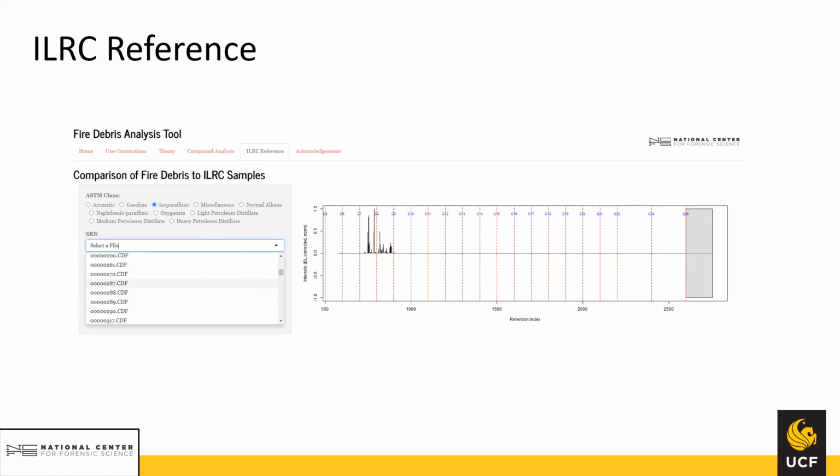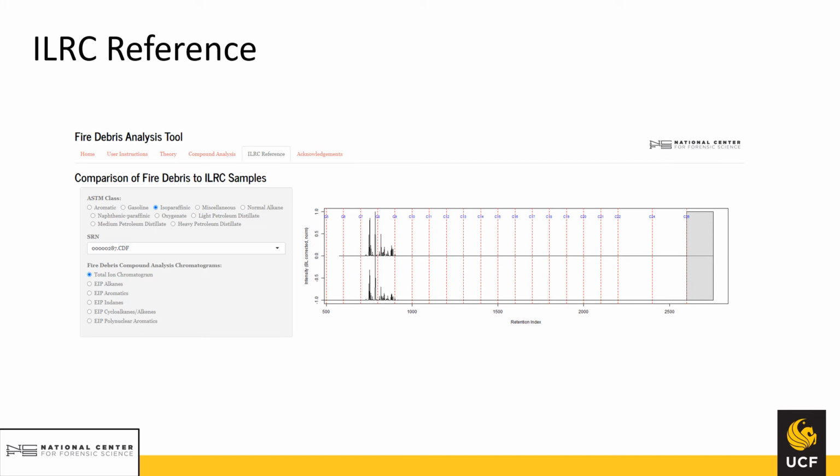For this example, we will select the radial button for isoparaffinic ignitable liquids and select SRN 287 from the ILRC for reference. The top chromatogram in the pane is the total ion chromatogram of the fire debris sample that was uploaded, and the bottom chromatogram is the total ion chromatogram of SRN 287. Once the total ion chromatogram of the fire debris sample has been compared to the total ion chromatogram of the ignitable liquid sample, you can return to the gray pane on the left side of the screen in order to switch between the different extracted ion profiles for the chromatograms.